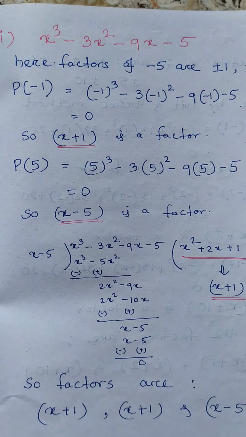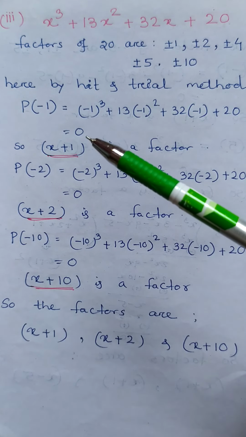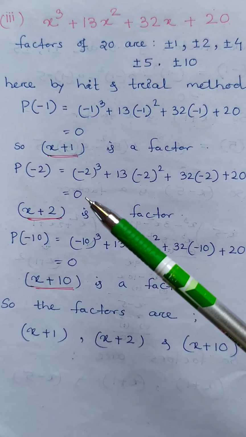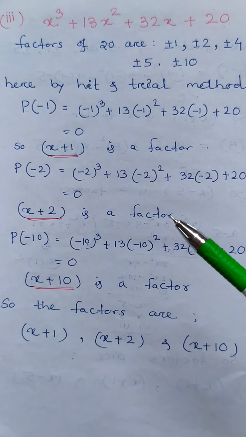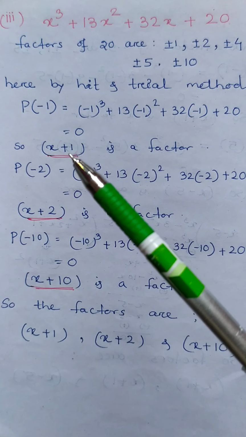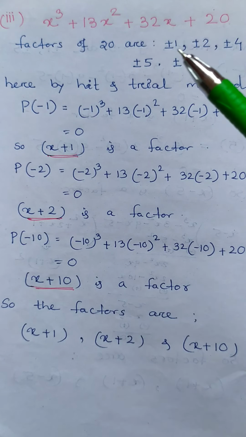Next bit, x cube plus 13x square plus 32x plus of 20. So we need to find out the factors of plus 20. So these are plus minus 1, plus minus 2, plus minus 4, plus minus 5 and plus minus 10. So by using the hit and trial method, we got p of minus 1 giving us a 0. So x plus 1 becomes a factor. Similarly, p of minus 2 is also giving a 0. So x plus 2 becomes a factor. P of minus 10 also gives a 0, hence x plus 10 becomes a factor. So x plus 10, x plus 2 and x plus 1 are all in the linear form, hence these three become the factors of the given polynomial.